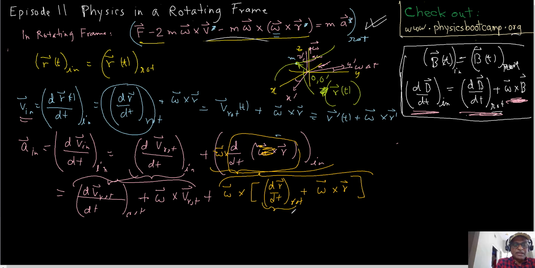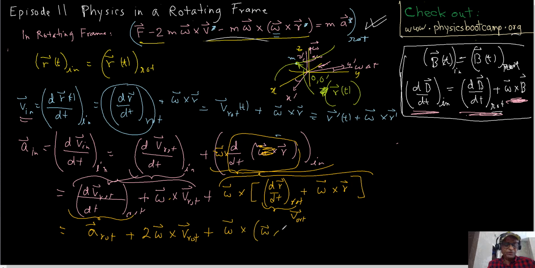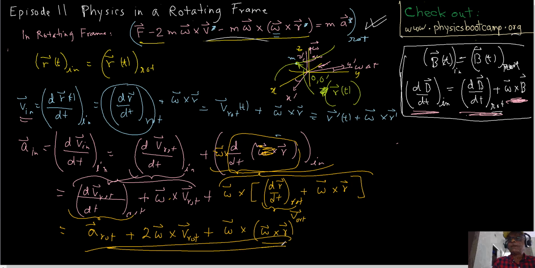So I have this is just the acceleration in the rotating frame plus 2 times omega cross v rot plus omega cross, omega cross r. We need to keep the parentheses because we need to do this omega cross r before I do the other omega cross, okay? So we have this, and then from there we can immediately get that, okay?